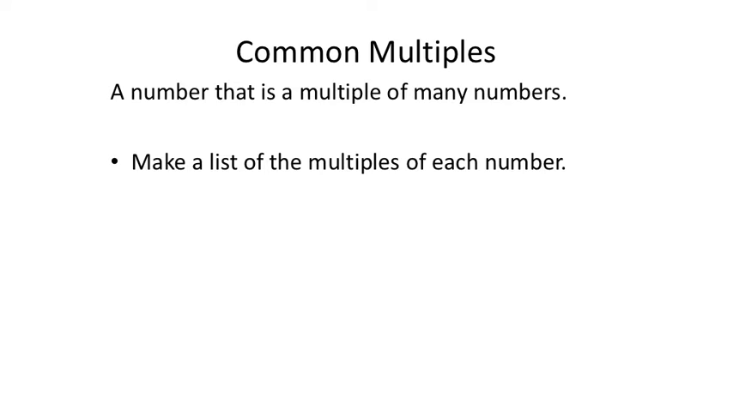Now, common multiples is kind of the same thing. It's just you've got to actually list the multiples. There's a different method, but right now we're just going to look at listing the multiples. A number that is multiplied is the multiple of many numbers. So you're looking at different values, and then you're going to make lists of multiples, and then when you see matches, those are considered common multiples.